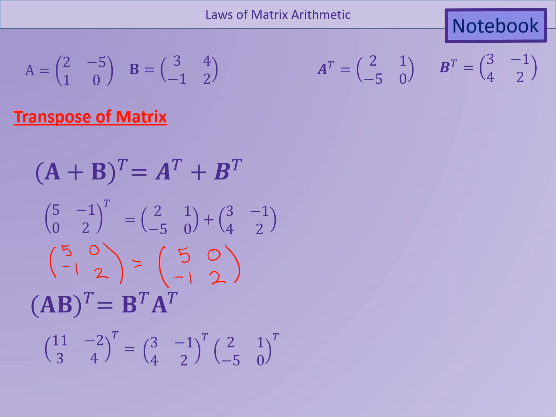And if we transpose this, this will give us 11, minus 2, 3, 4, and on the right-hand side, this will give us 6 plus 5, which is 11, 3 plus nothing is 3, 8 take 10 is minus 2, and 4 plus 0 is 4.